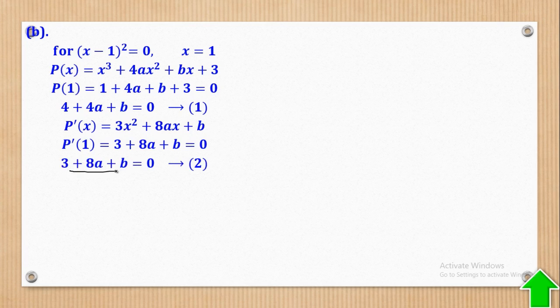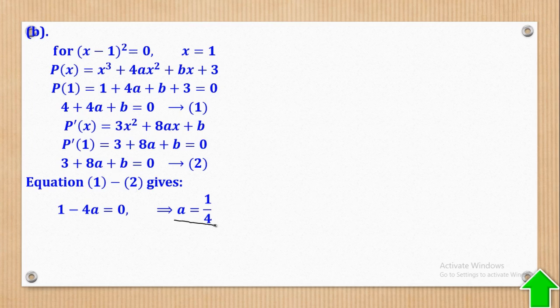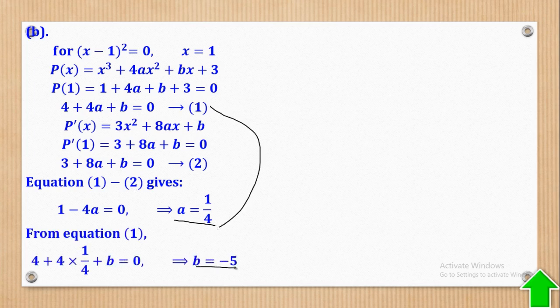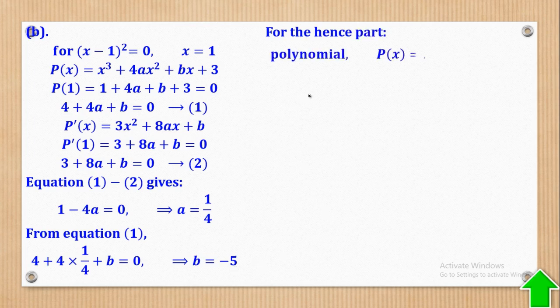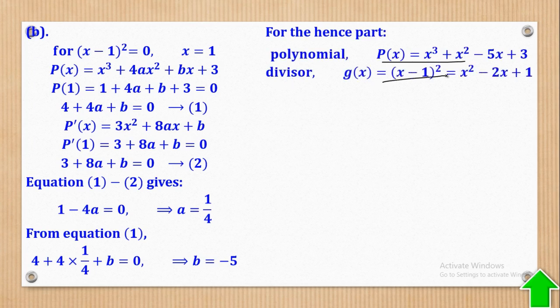Therefore, that gives me equation 2, and I can now solve them simultaneously. So equation 1 minus equation 2 gives you the value of A as a quarter. Then from equation 1, I'll be able to get the value of B as negative 5. Now for the "hence" part, the polynomial P(x) is that, and the divisor is that.